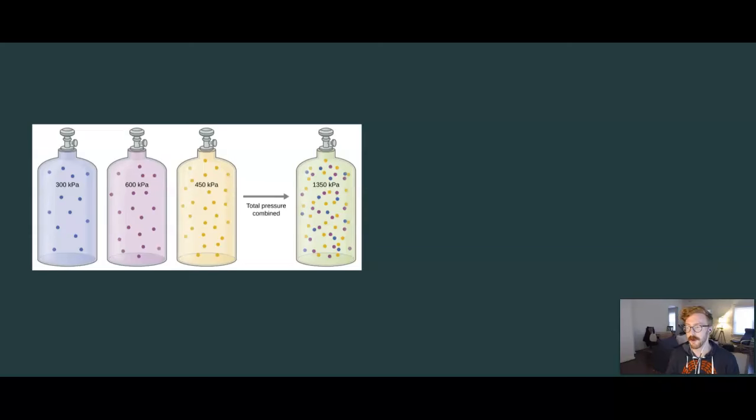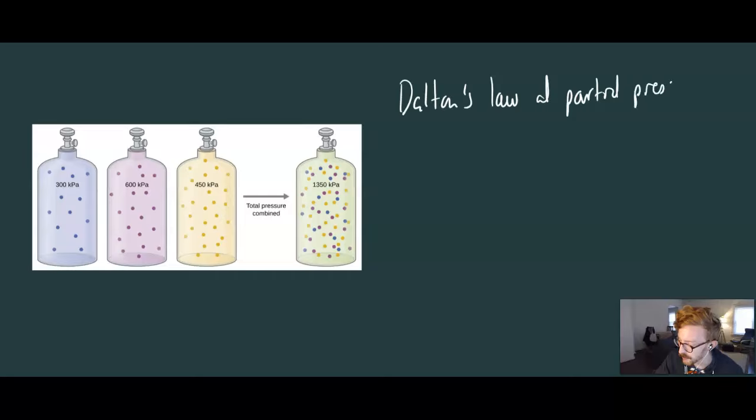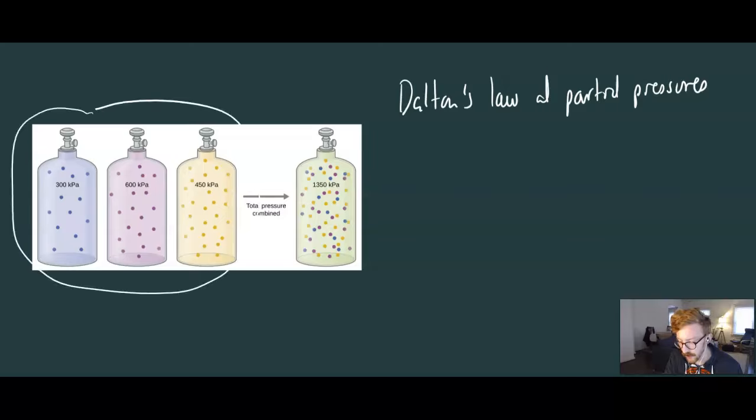The next thing that we're going to talk about is gas mixtures, and specifically Dalton's law of partial pressures. The main concept of the law is that if you have a gas mixture, the total pressure is the sum of all the individual pressures exerted by each individual gas. So imagine if we had these three gases shown here in their own individual containers at those pressures. If we put them all into one container, the new total pressure is the sum of all of those individual pressures.